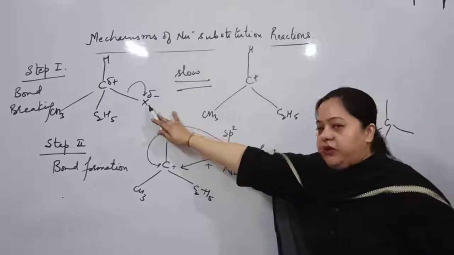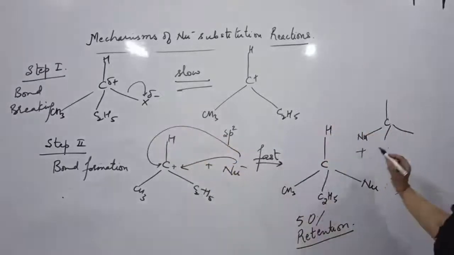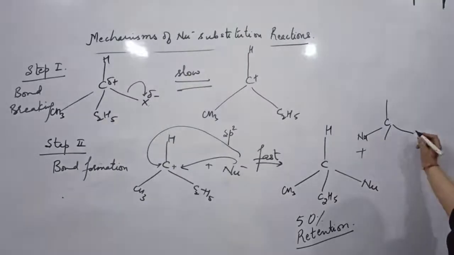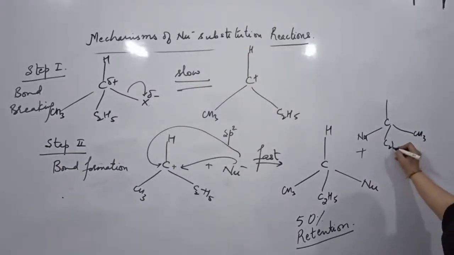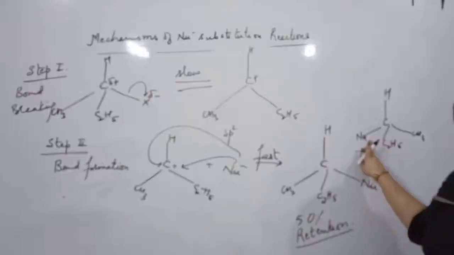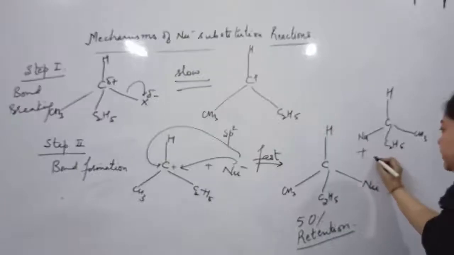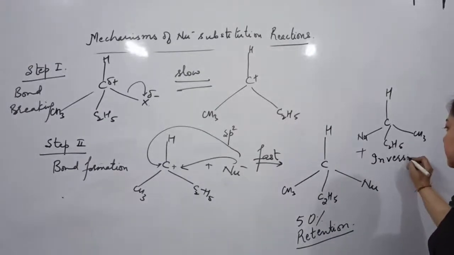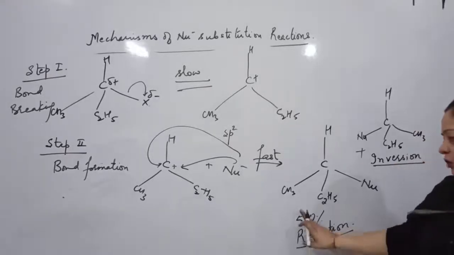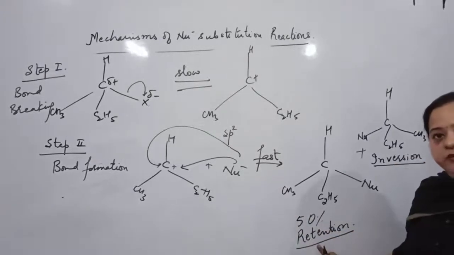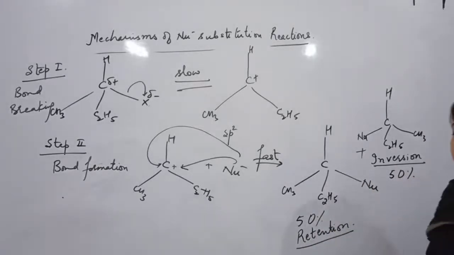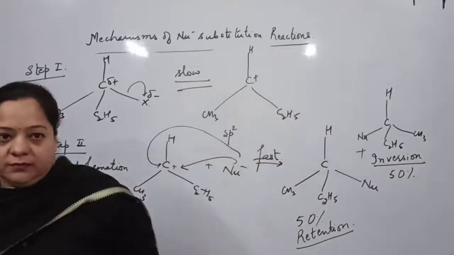As in this case, the leaving group is leaving from the right side. The nucleophile will occupy the position on the left side. And as here, the nucleophile is on the opposite side, this leads to inversion of configuration. So 50% of the product is obtained by the retention of configuration and 50% of the product is obtained by the inversion of configuration.